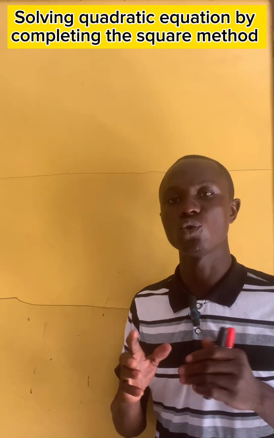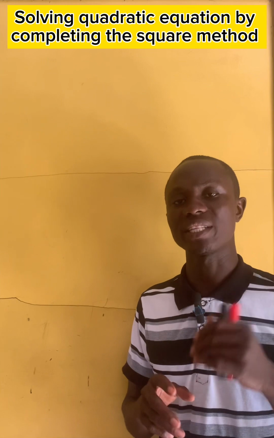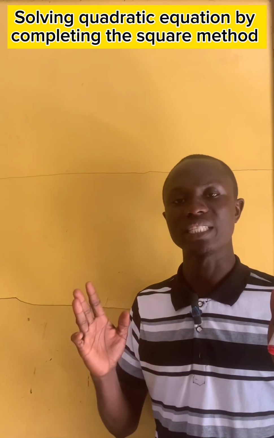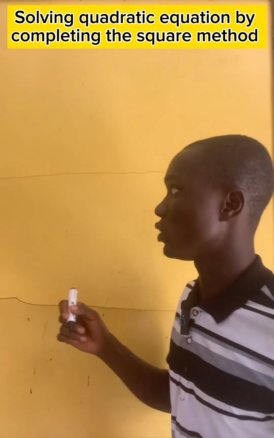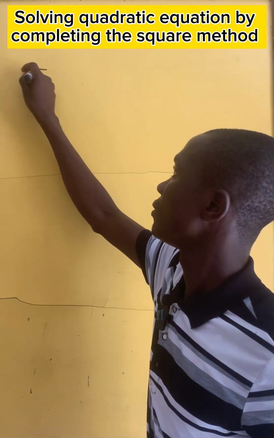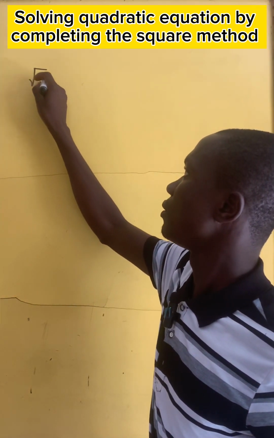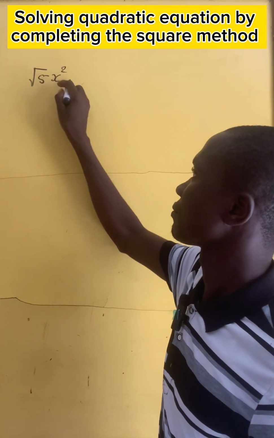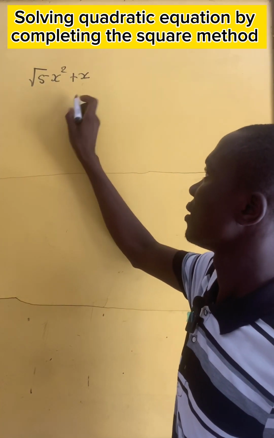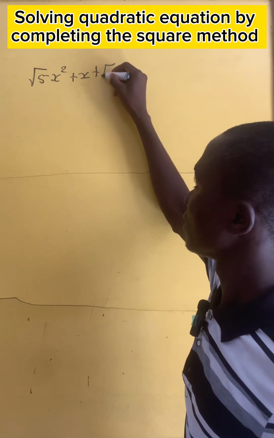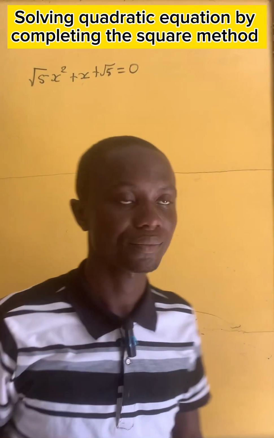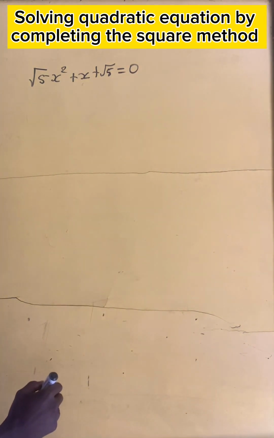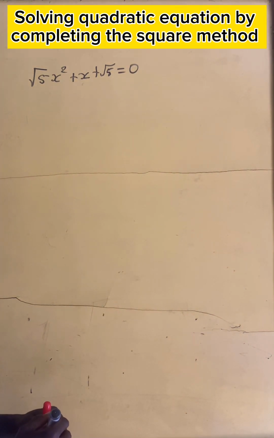In this lesson, I'm going to look at how to solve a quadratic equation using the method of completing the square. Now let's take this example. Let's say that we have root 5 x squared plus x plus root 5 equals 0. How do we solve this using the method of completing the square?